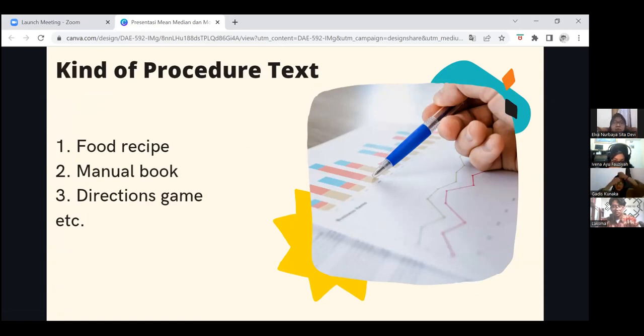And second is manual book. If you buy something new like a handphone, TV, or other things, usually in the box there is a manual book. And last is direction game. If you install a new game and then you play it, in the beginning, mostly it contains how to play the game, right?